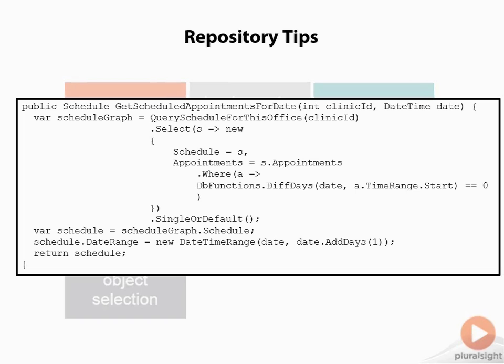So with this getScheduleAppointmentsForDate method, we can control how the query is executed. In our case, we're using Entity Framework for our data access. So we've put our best Entity Framework expert on this task. Yeah, that wasn't me.